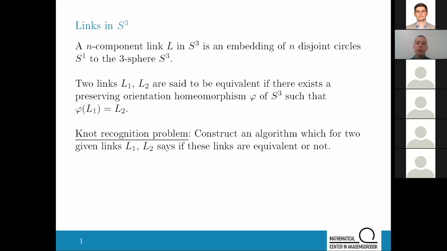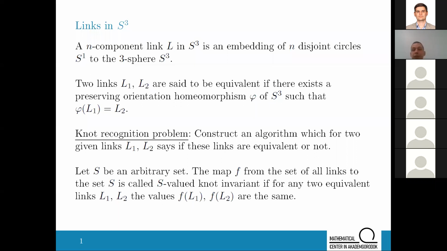And one of the main problems in knot theory, or maybe the main problem, is the so-called knot recognition problem. This problem asks to construct an algorithm which for two given links L1 and L2 says if these links are equivalent or not. If you want to prove that they are equivalent, it's clear what to do: you can use the definition and try to construct a homeomorphism of the three-sphere which maps one link to another. Of course it's not clear how to do it, but at least it's clear what to do. But if you want to prove that two links are not equivalent, then it's difficult to use the definition, and the usual approach is to construct invariants for links.